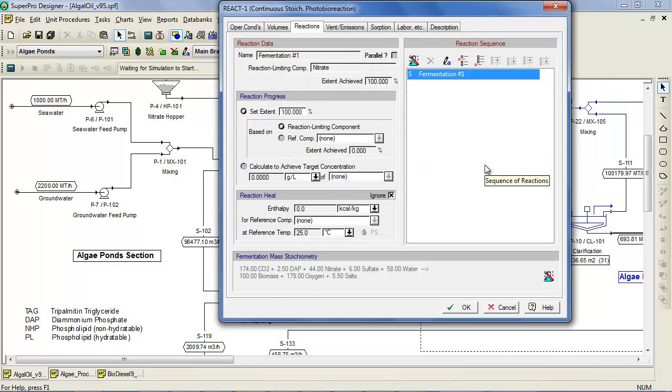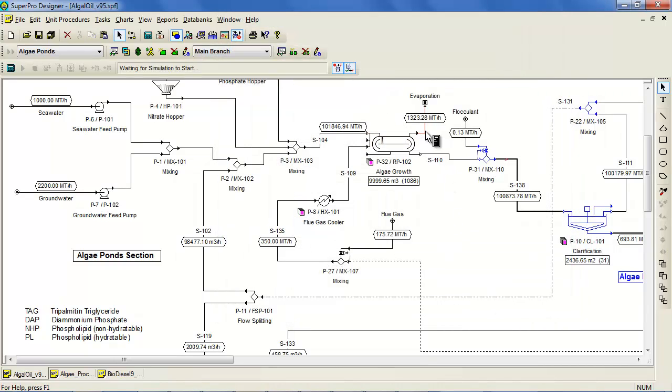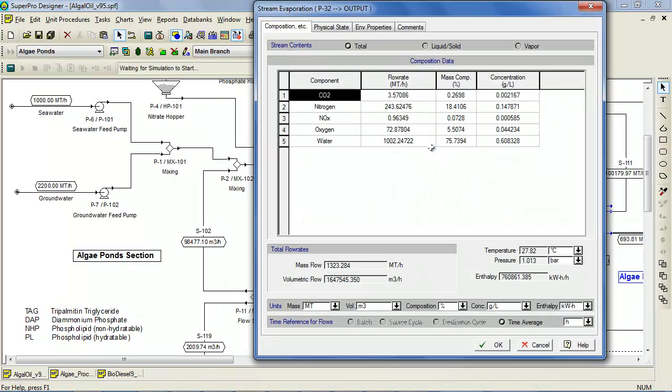In this example, it is assumed that the extent of reaction is 100% of the reaction-limiting component, which is nitrate in this case. Since not all of the CO2 is consumed by the reaction, the excess CO2 is lost to the atmosphere as part of the evaporation stream leaving the raceway ponds. This stream also contains nitrogen, a small amount of nitrogen oxides, oxygen, and a large amount of water vapor.